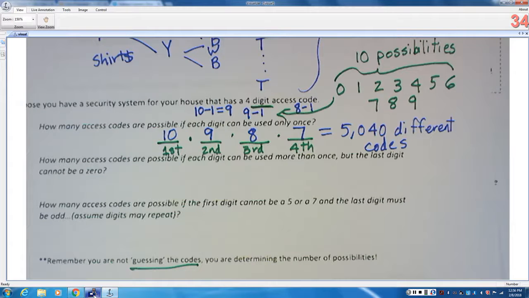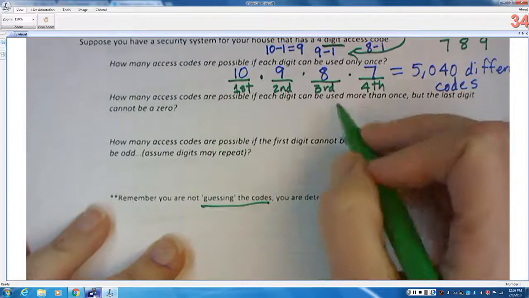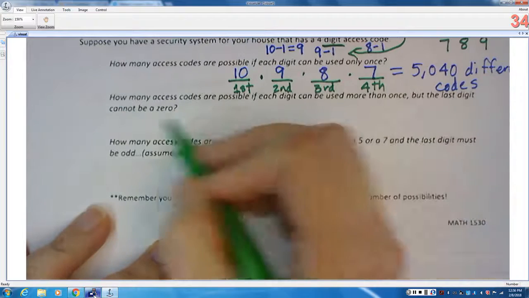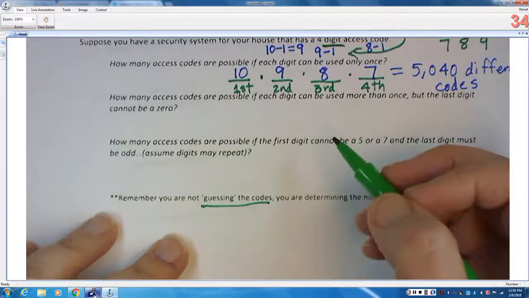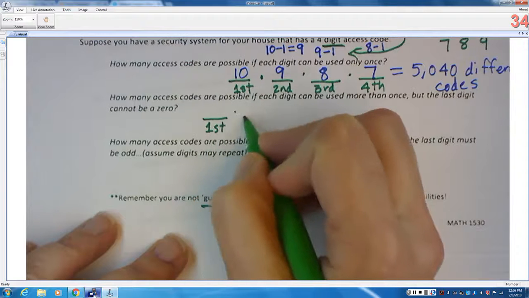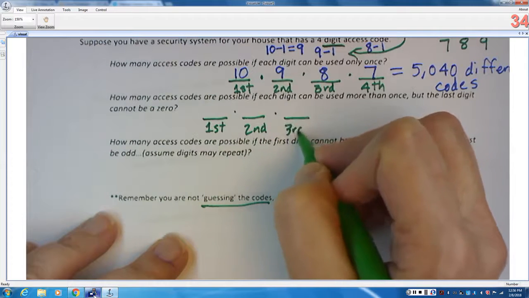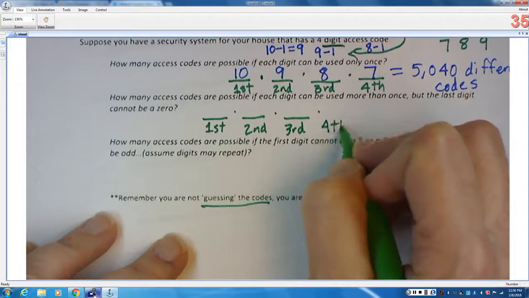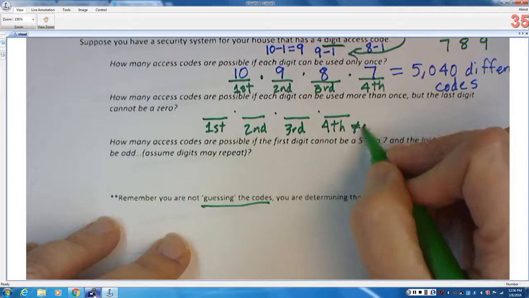All right, another access code question. Suppose it says how many access codes are possible if each digit can be used more than once, but the last digit cannot be a 0. Okay. So I'm going to write first, second, third, fourth here again. And this digit cannot be a 0.